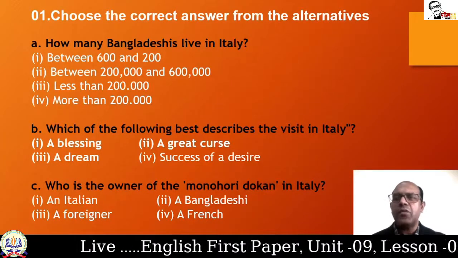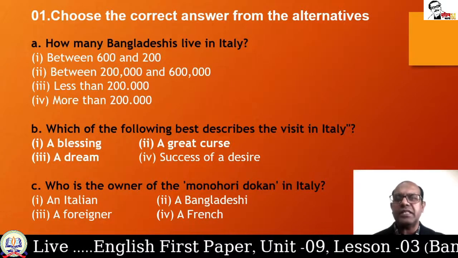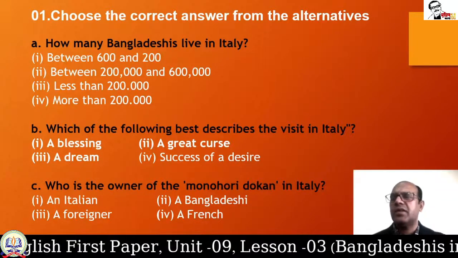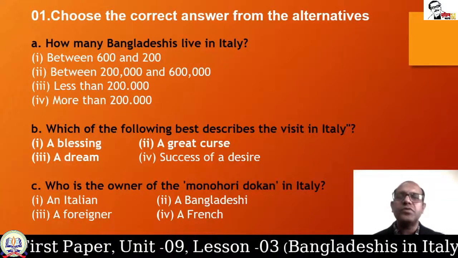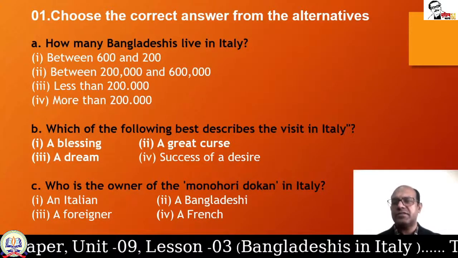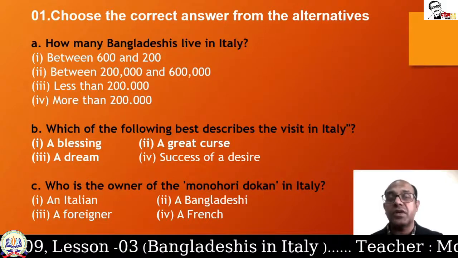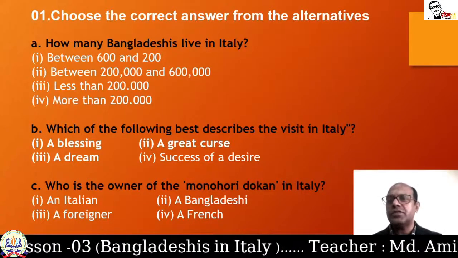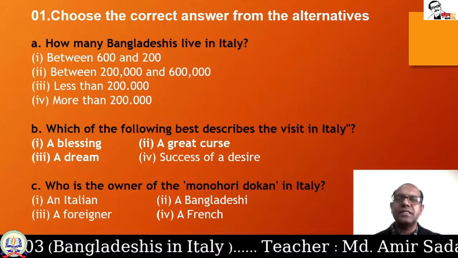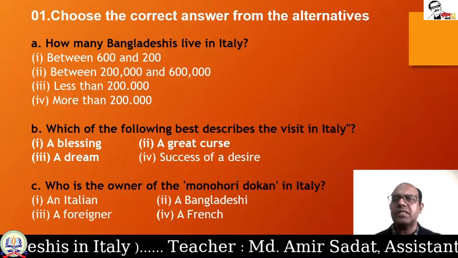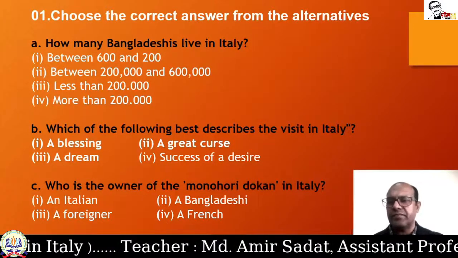Question A. How many Bangladeshis live in Italy? Option 1, between 600 and 200. Option 2, between 2 lakh and 6 lakh. Option 3, less than 200. And option 4, more than 200. So I think option 2, between 2 lakh and 6 lakh is the correct answer. Between 2 lakh and 6 lakh Bangladeshis live in Italy.